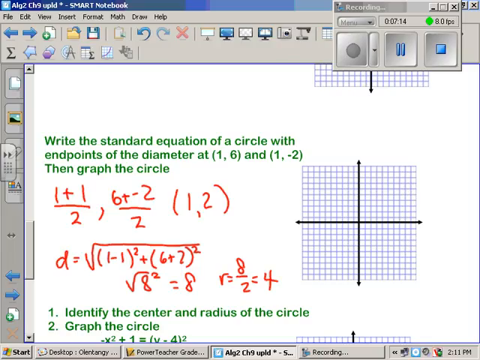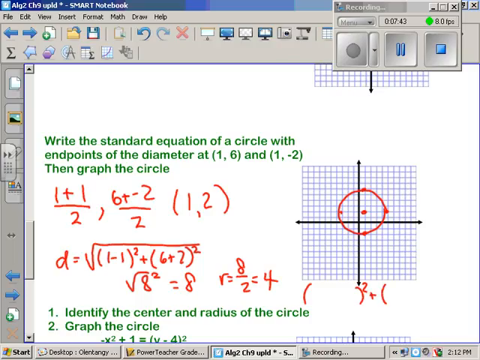Okay, so let's graph it, and then we can write the equation. So the center is at 1, 2, so over 1, up 2, and the radius is 4. So count over 4, 4, 4, 4. Drawing the circle.